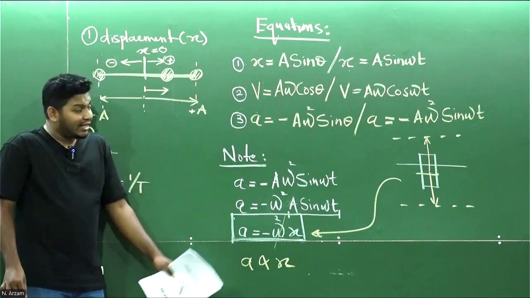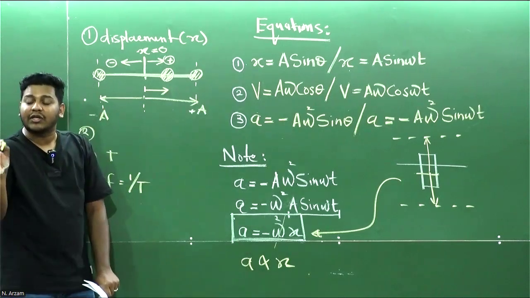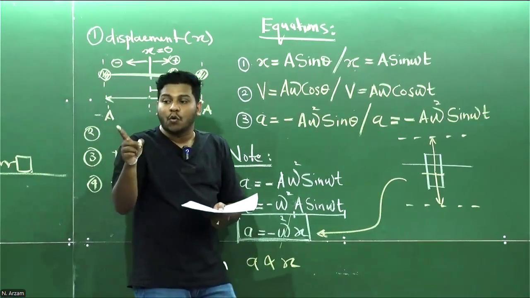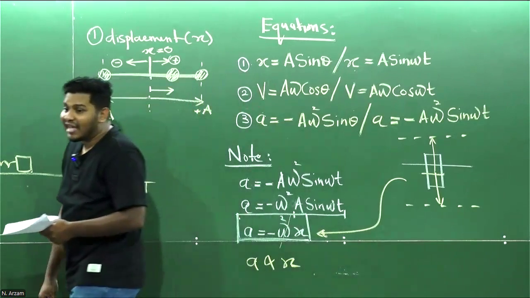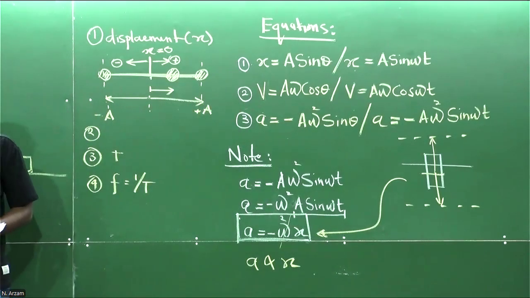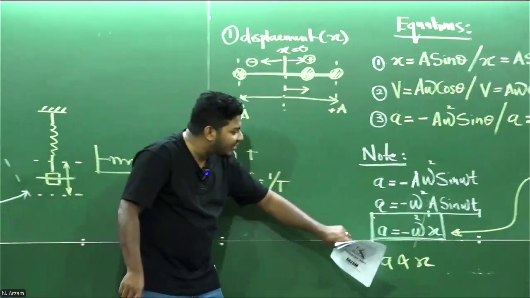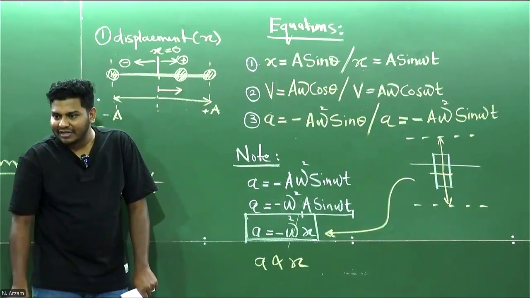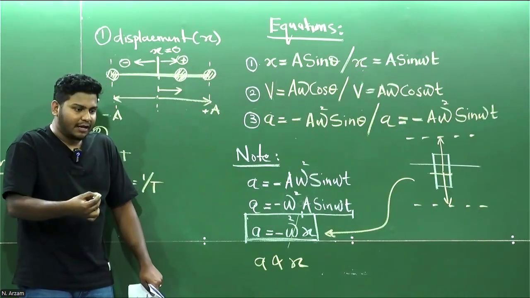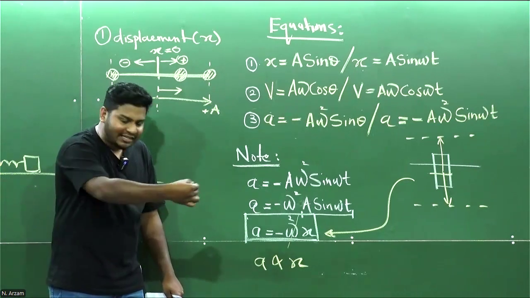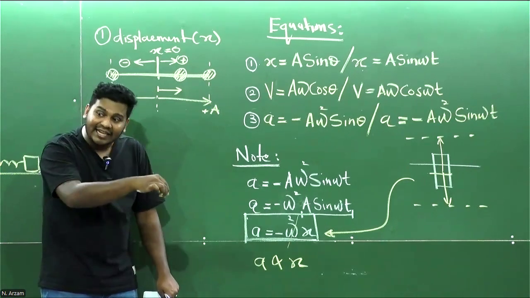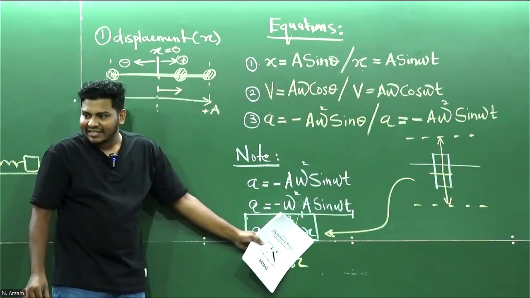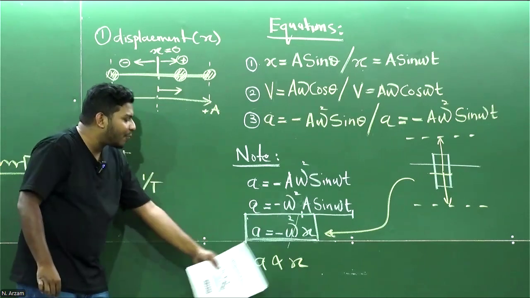And also, the beauty of this simple harmonic motion here is, students, acceleration is always towards the center. That's why we are putting this minus here. In the last class, I explained this point. Can you remember? Velocity and displacement are in the direction of the displacement, but the acceleration is only towards the center. So that's why I put the minus here. You got it? So A is proportional to X.